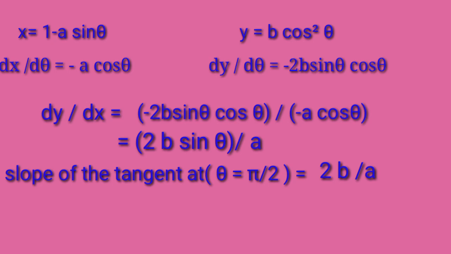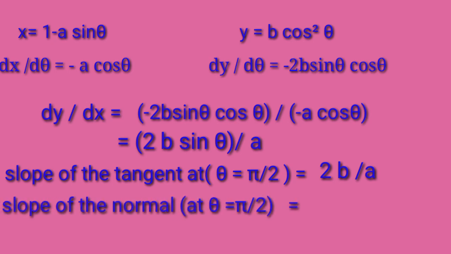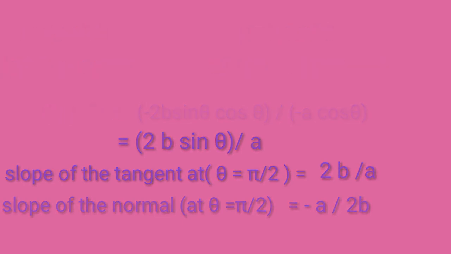So slope of the normal at theta is equal to pi by 2 is minus 1 by slope of the tangent at theta is equal to pi by 2. That is minus a by 2b. Answer is minus a by 2b.